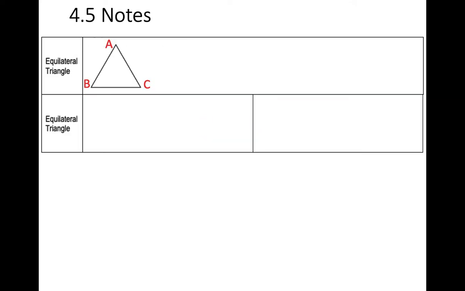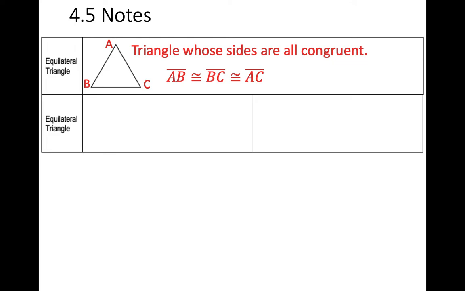Okay. We've talked about isosceles triangles. Now let's talk about equilateral triangles. An equilateral triangle is a triangle whose sides are all congruent. So all three sides, AB, BC, and AC, are all congruent to each other.